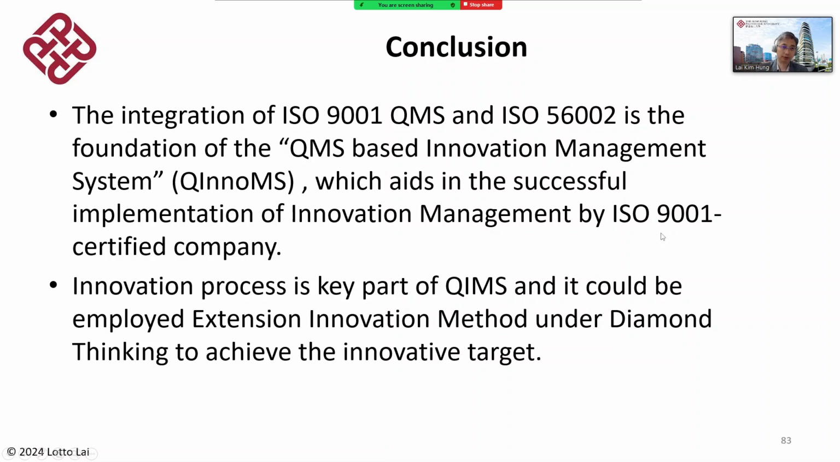Lastly, I would like to conclude. Integrating the ISO 9000 QMS and ISO 56002, or later this year 56001, for the innovation management system for certification, is the foundation of the QMS-based innovation management system, and aids in successfully implementing innovation management by an ISO 9001 certified company. And the iteration process is the key part of the QIMS, and the extension iteration method could be employed under diamond thinking to achieve innovative targets.